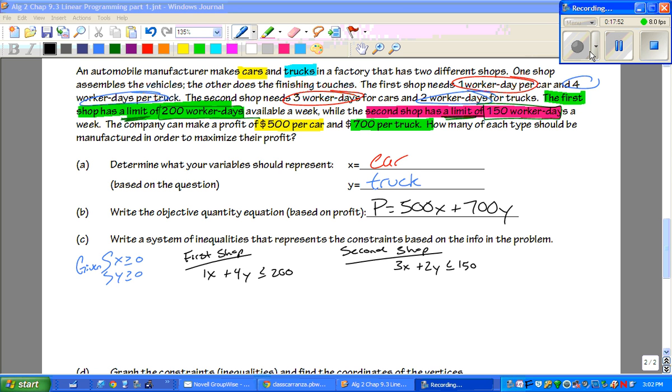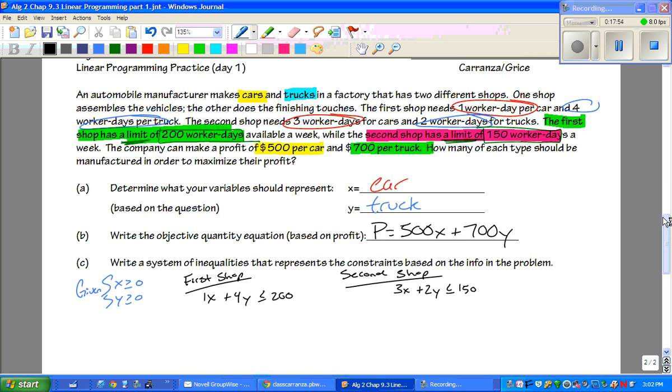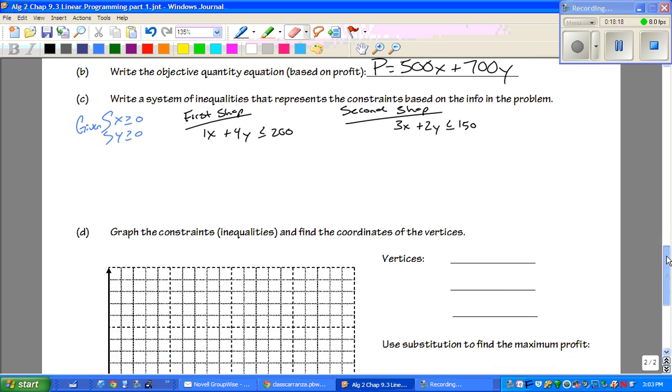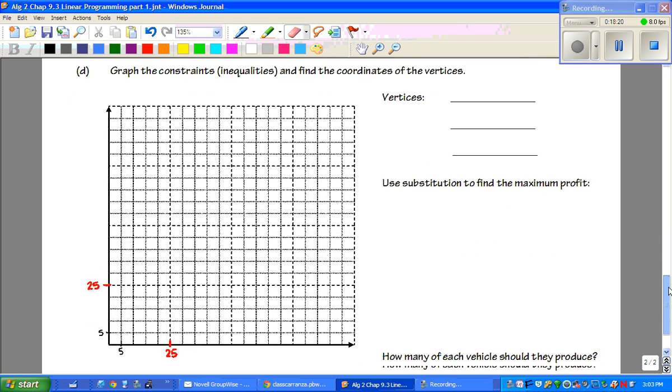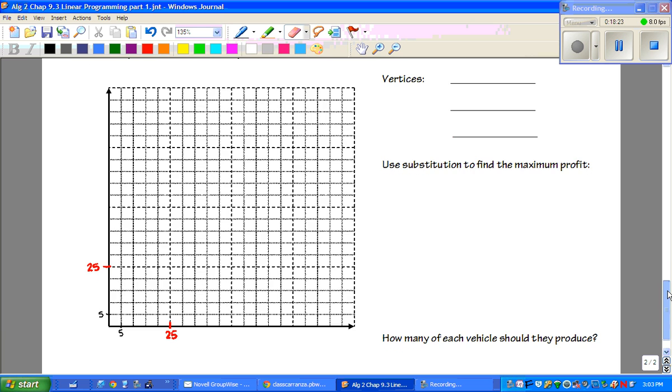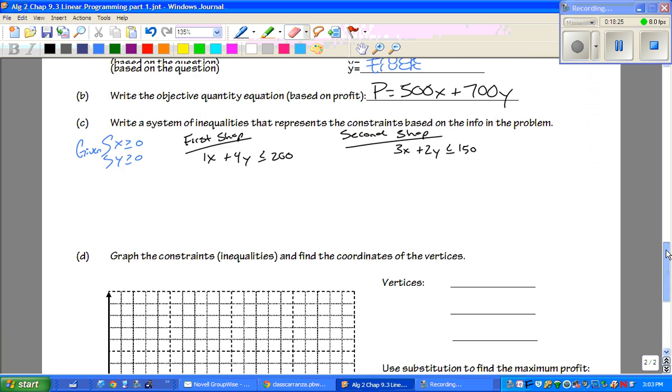Okay, so you got 1x plus 4y is less than or equal to 200 because the first shop, right here, the first shop needs 1 worker per car and 4 workers per truck. And the second shop, 3 workers and 2 workers. Okay, and then the limitations were there. All right, so what you have to do now is you're going to have to solve for y and graph and figure out the rest. And the rest of this is going to be your homework, okay?